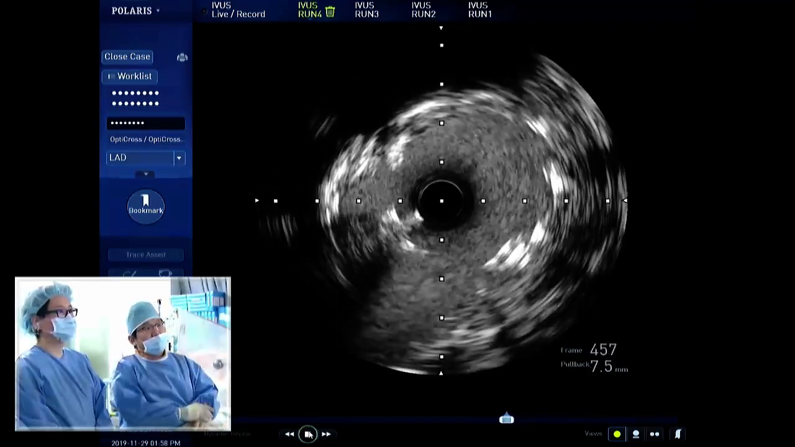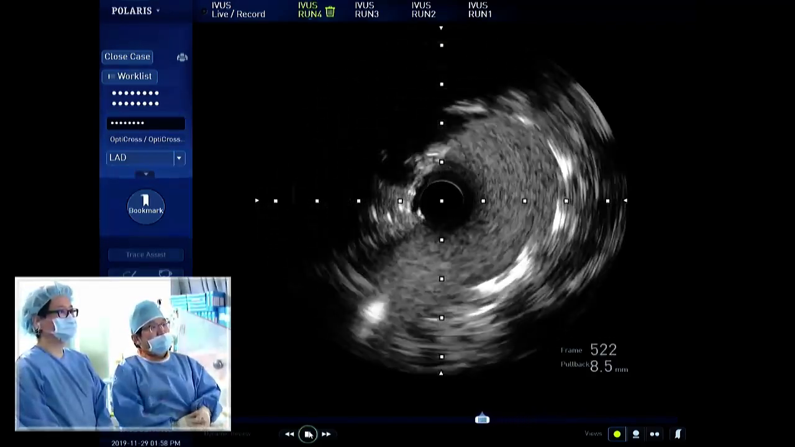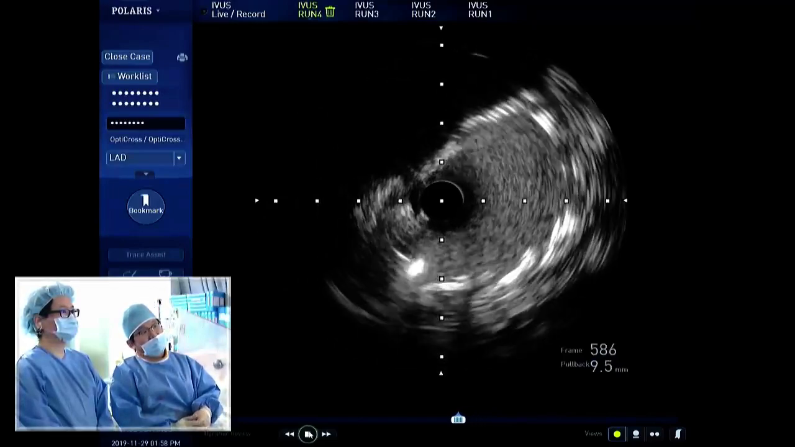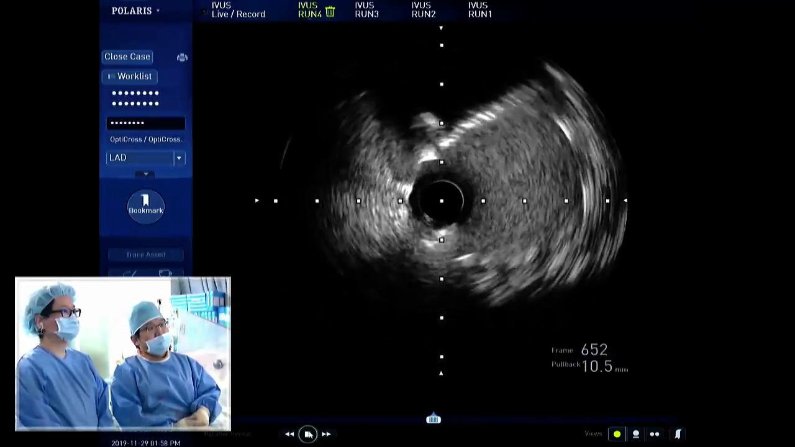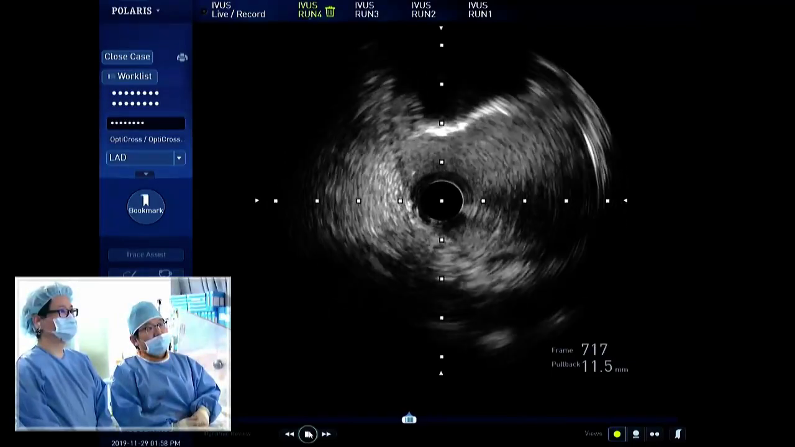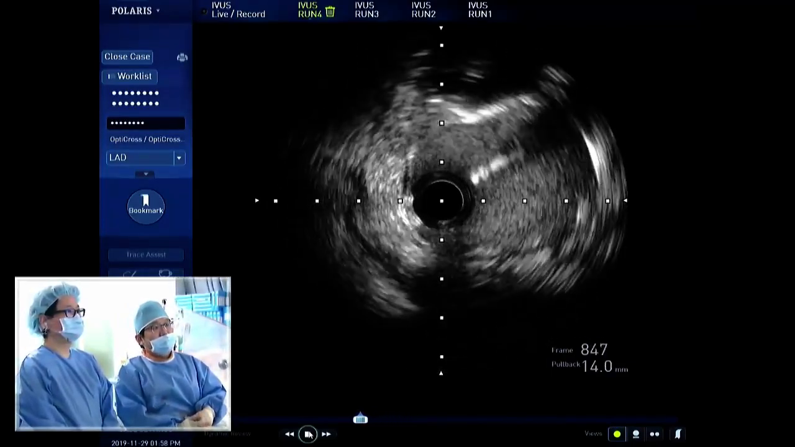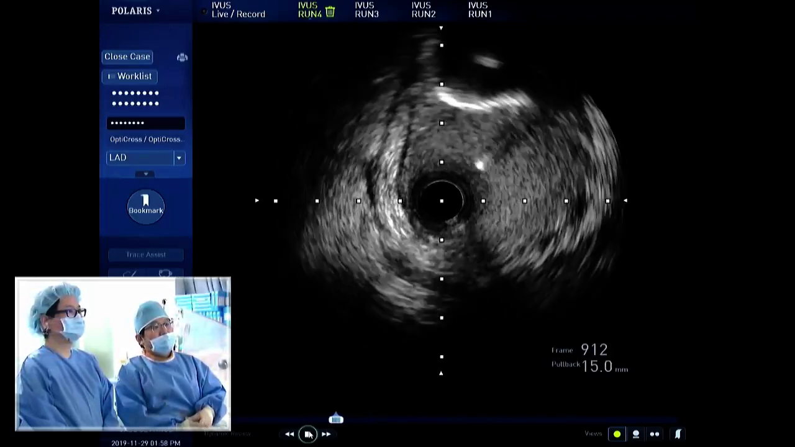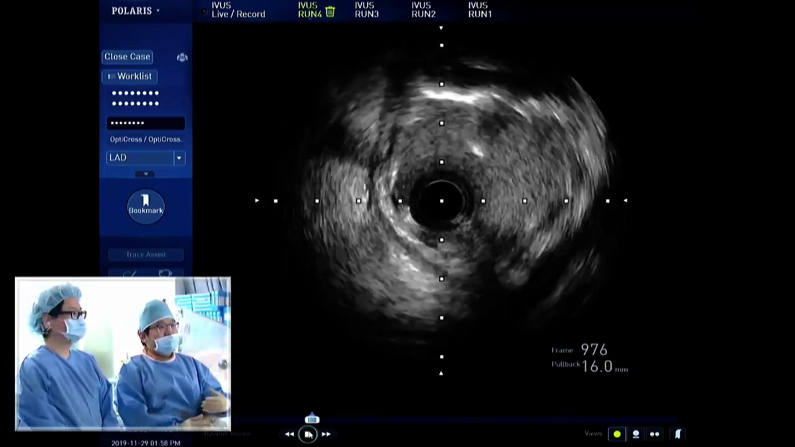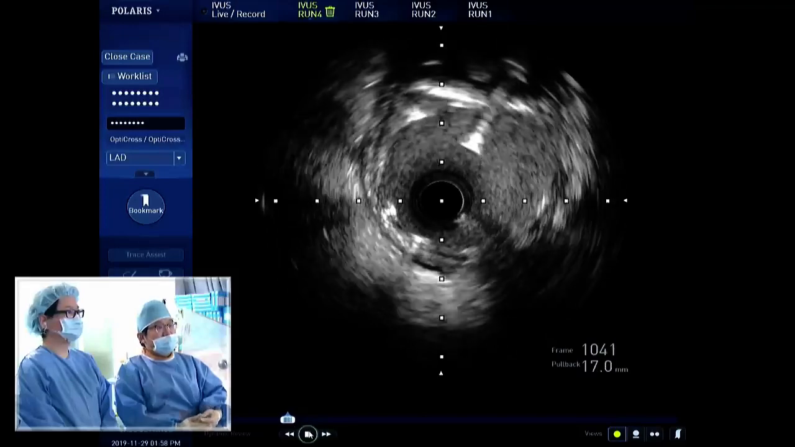And the diagonal and circumflex are coming from the 6 to 7 o'clock. Here is the TSA left main. Here is the shaft of the left main. So I think the left main stenting visually looks very nice.